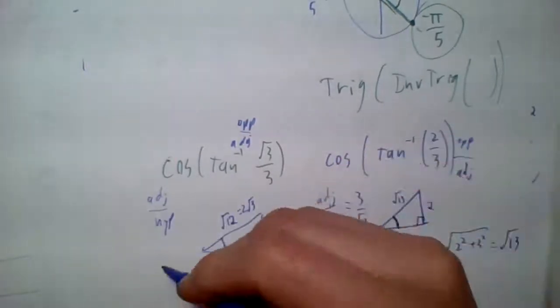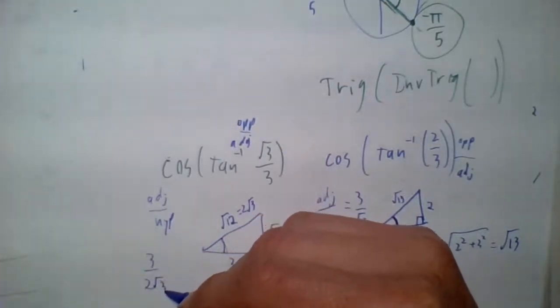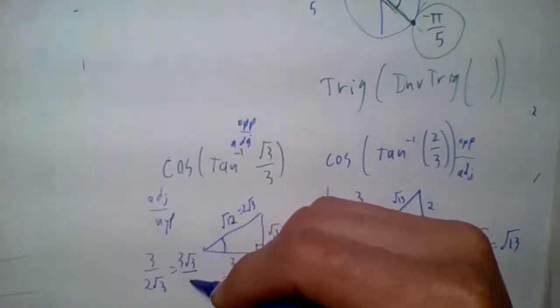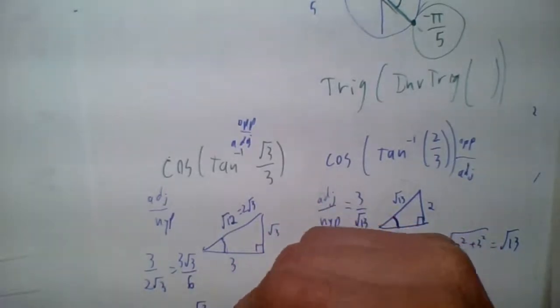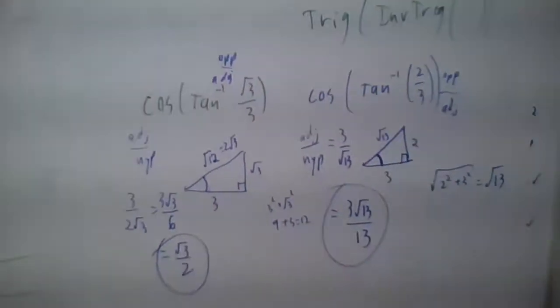So 3 over 2 radical 3, or 3 radical 3 over 6. Square root of 3 over 2. So if you recognize that as a 30-degree angle or pi over 6, that's great. That is your 30, 60, 90 triangle, sort of. But it is. And the cosine is square root of 3 over 2. But you don't have to recognize it.